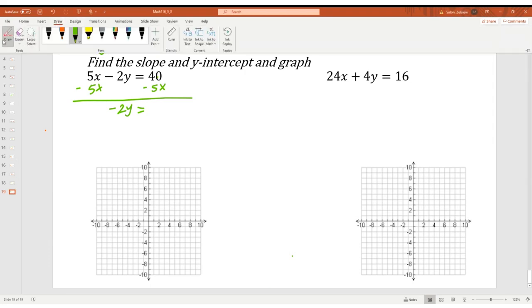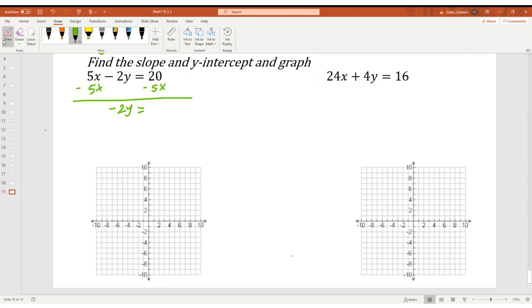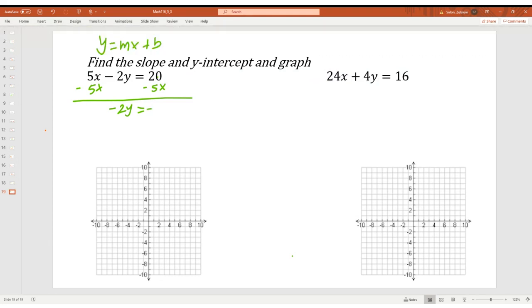Okay, so let's change this to 20. That's fine. So what you do is just subtract 5x from both sides. So you will have -5x plus 20. Then divide each one of them by -2, because we want to isolate y, so the y has to be by itself. So we divide each by -2. That way you have y by itself on one side. So y equals -5 over -2, which is 5/2 x, and 20 divided by -2 is -10.